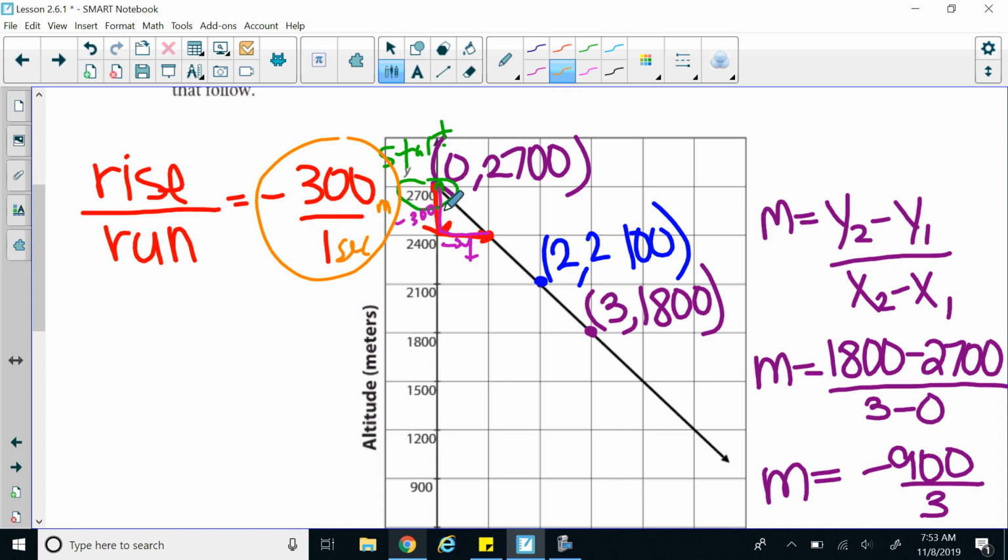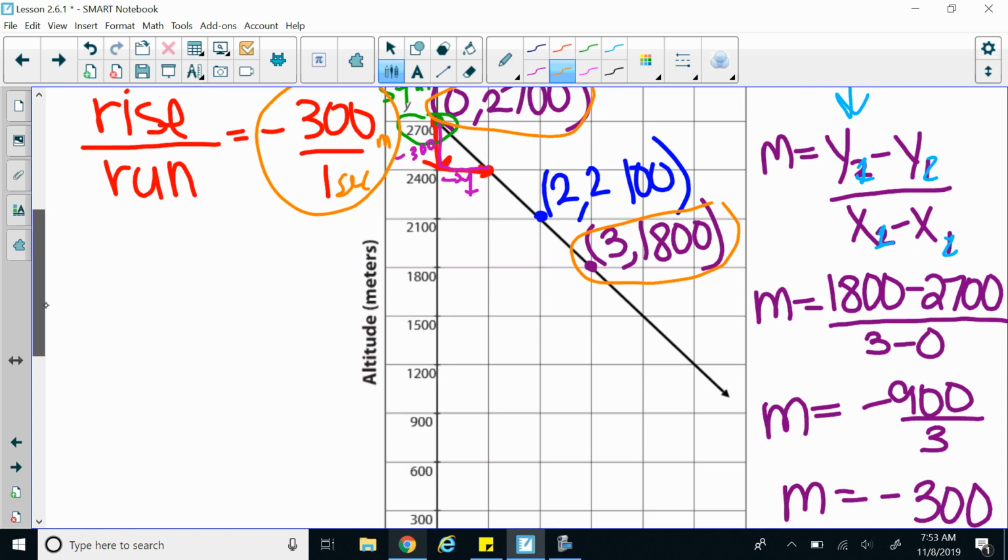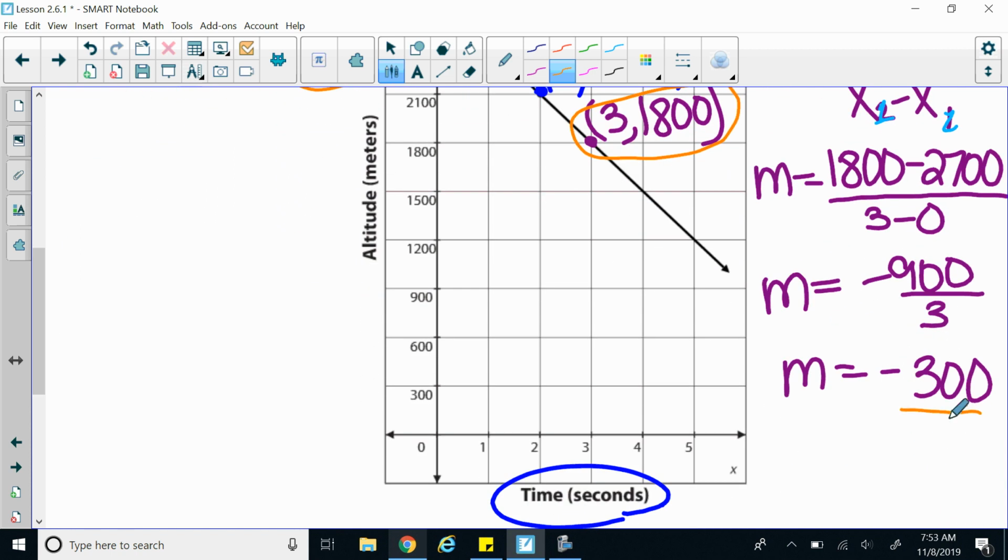Now, if you're not sure if that's it, you could check some other points here. As you see, I used the slope formula, y2 minus y1 over x2 minus x1, or if you wanted to do y1 minus y2 over x1 minus x2, you get the same answer. But I took 2 different points. I took our starting point, and then I also took a different point that was in here. I took 3, 1800. So after 3 seconds, she is already at 1800 feet above the ground. And when I simplified, I got negative 300, and it really should be over 1.